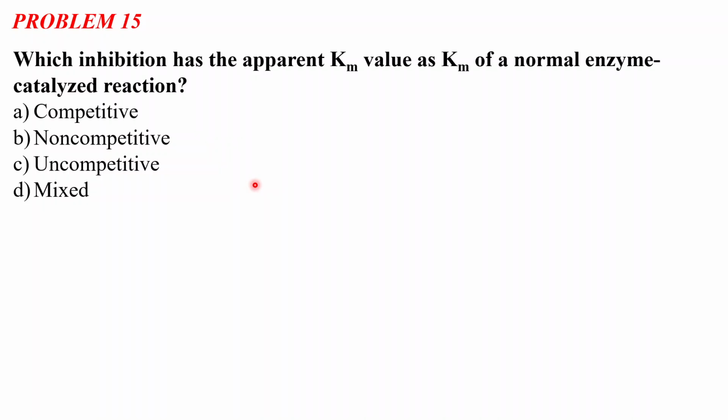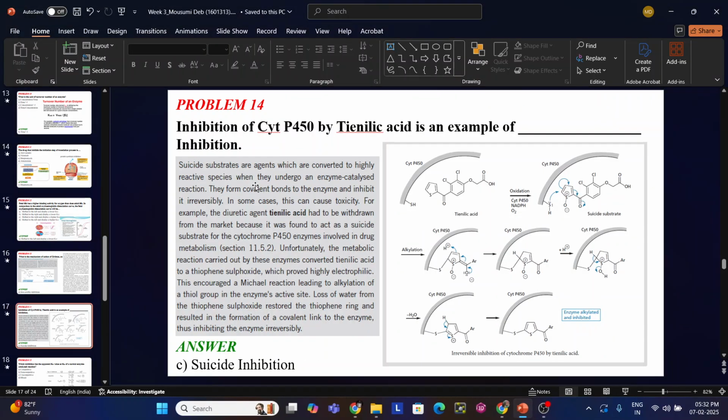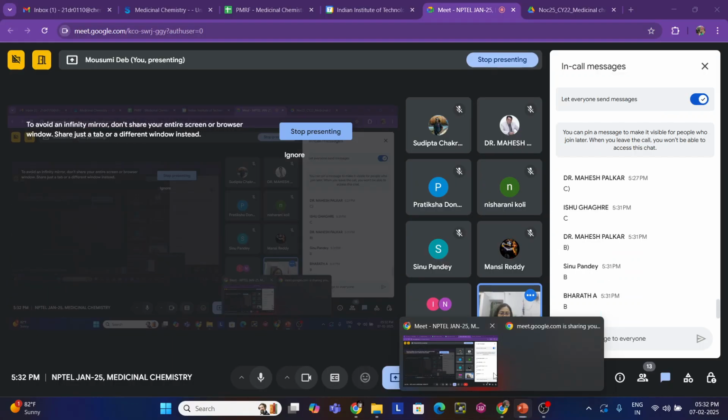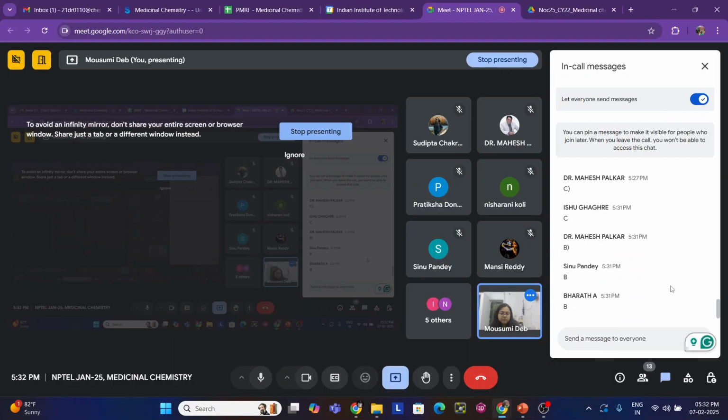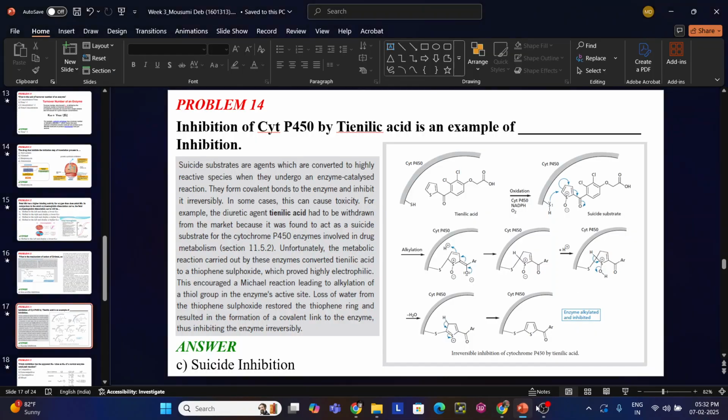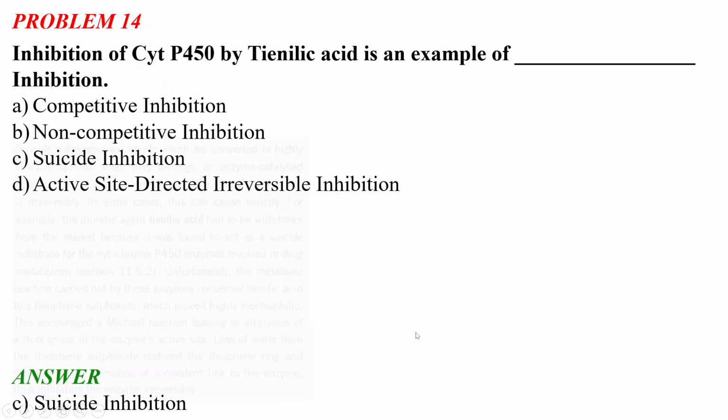Okay, let me check the chat box now. Okay, I have got three answers. Three answers are saying it's number B, one is number C. Okay, let me check B or C. Which of the following is the correct option?